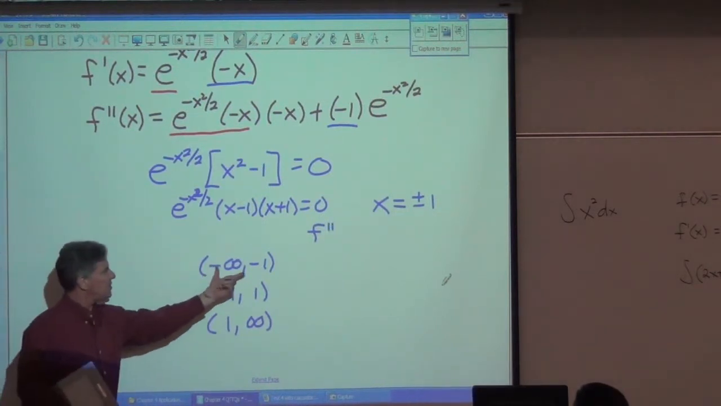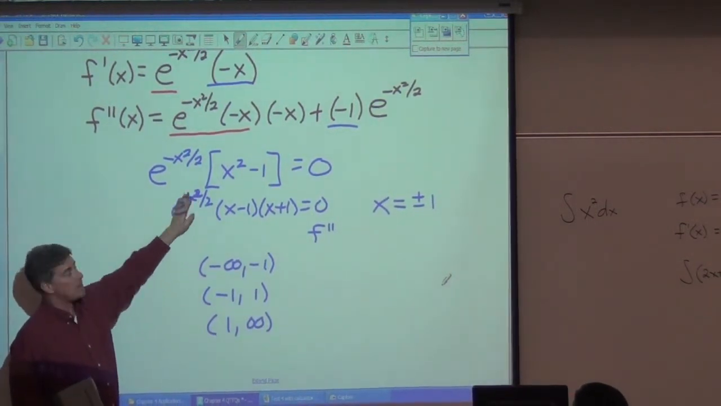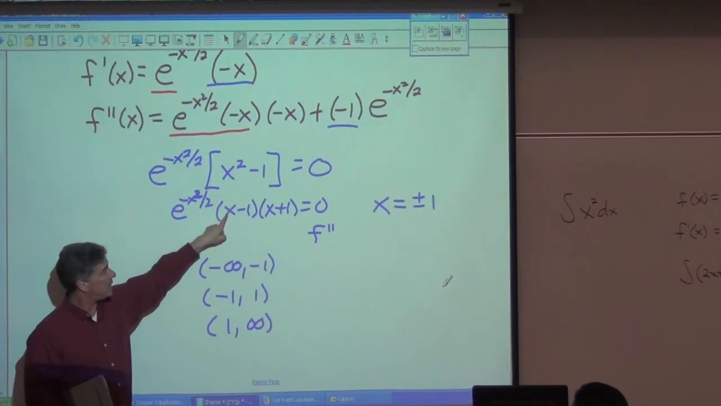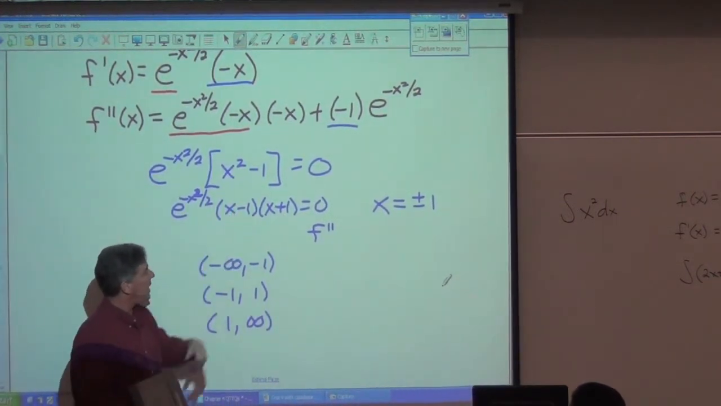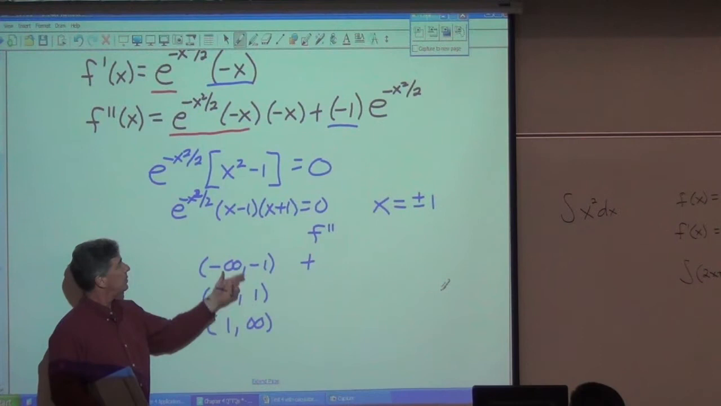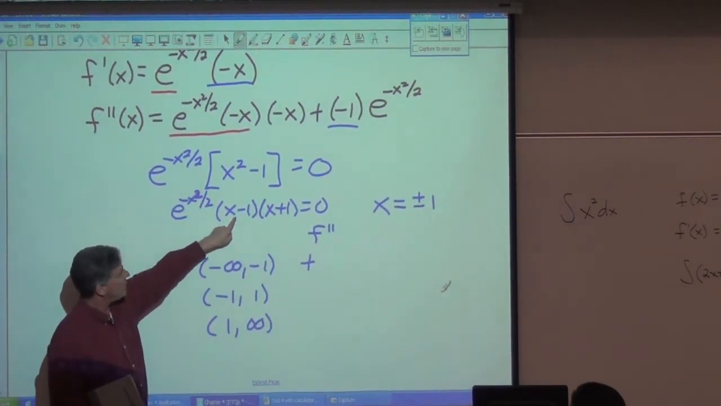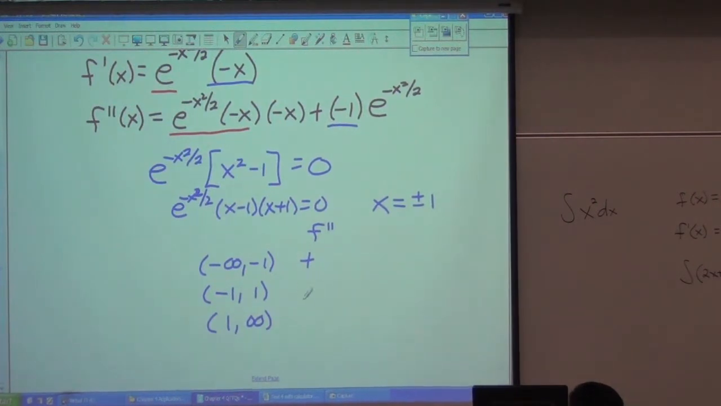So some number less than negative 1, say I pick negative 2. E raised to a power is always positive, so I don't worry about that. Negative 2 minus 1 is negative. Negative 2 plus 1 is negative. Negative times a negative makes a positive. In between negative 1 and 1, I can pick 0. That's positive. 0 minus 1 is negative. 0 plus 1 is positive. Negative times a positive makes a negative. Bigger than 1, everything is positive, so we get a positive.